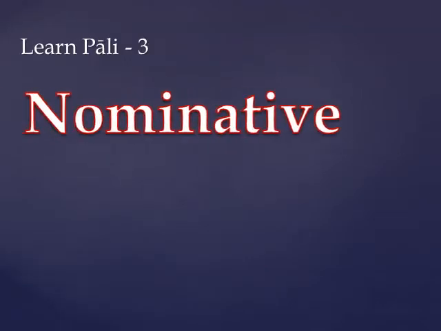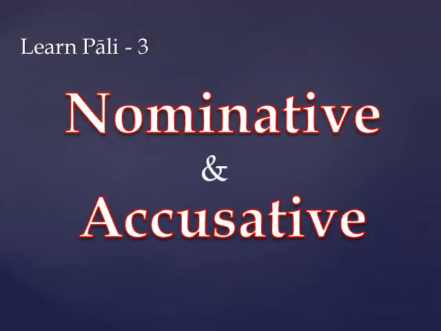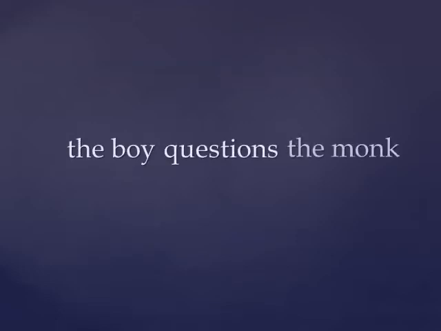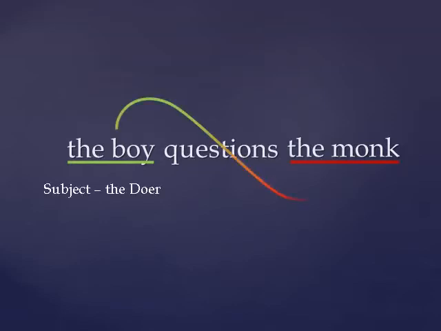Hello. In the last video we looked at the ideas of subject and object. In this video we'll look at how those ideas relate to Pali. Let's look at a simple example. The boy questions the monk. We can see our two nouns, the boy and the monk, at different sides of the sentence. The boy is the subject, doing the questioning, and the monk is the object, receiving the questioning.